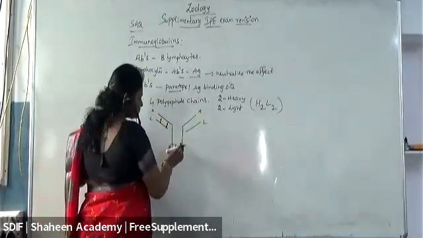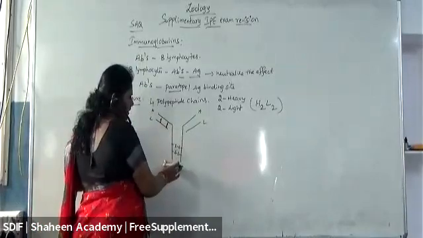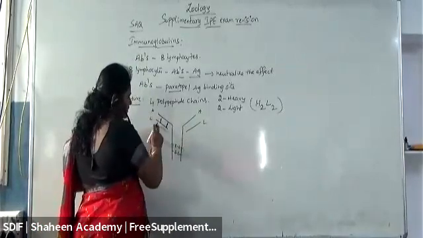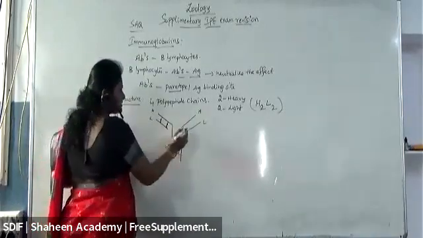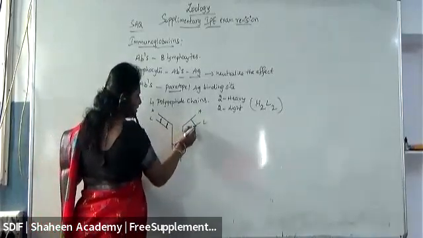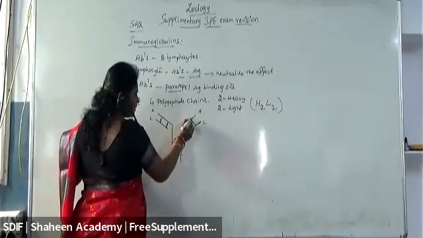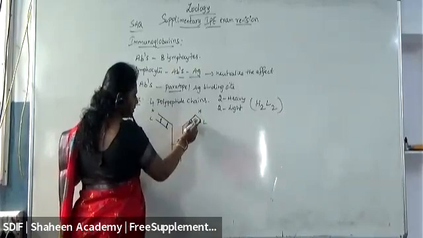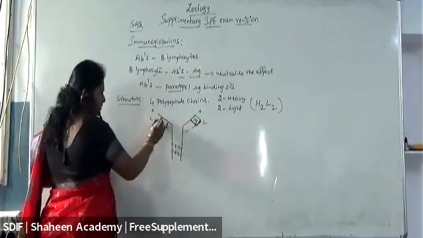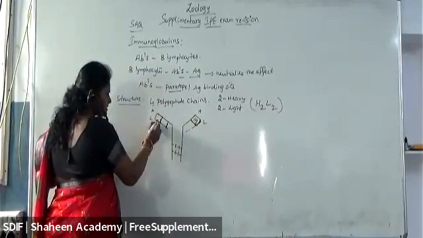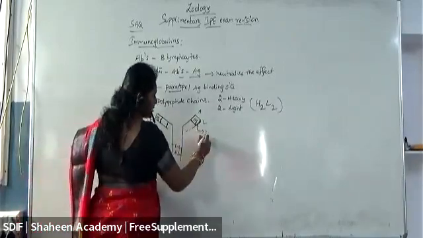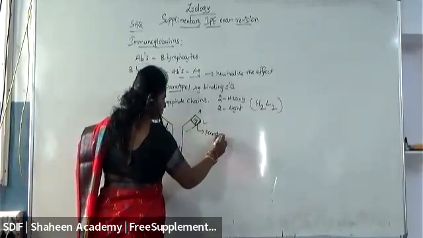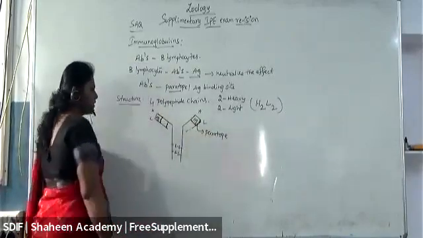And the 2 heavy chains are joined by disulfide bonds. And heavy chain and light chain are also joined by disulfide bonds. And specifically the site present in the immunoglobulin that binds to antigen is called the antigen binding site. So antigen binding site in antibody is called the paratope.